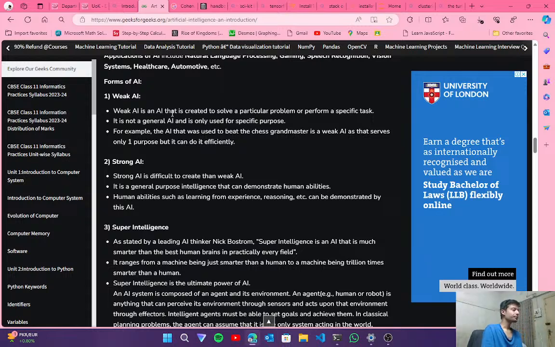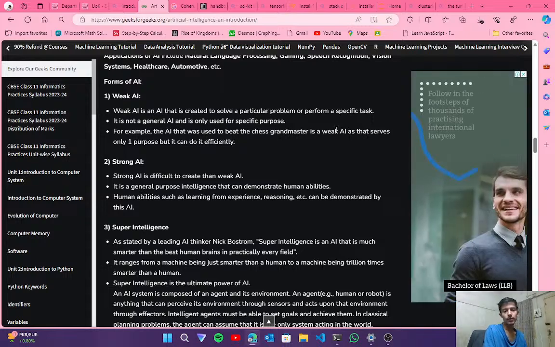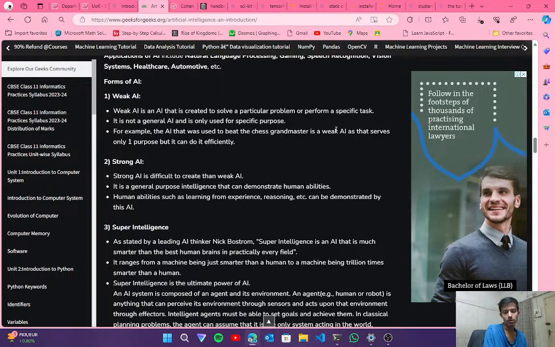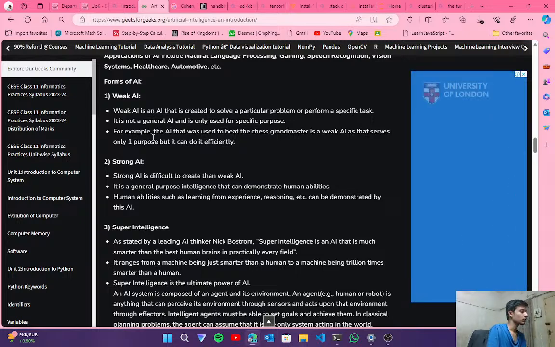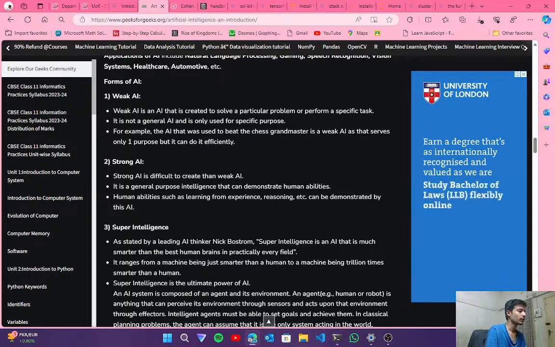We'll read about that, of course. Weak AI is an AI that is created to solve a particular problem or perform a specific task. For example, if you're making a stock exchange prediction system, it will only be limited to the stock exchange. It is not a general AI and is used only for specific purposes. For example, the AI that was used to beat the chess grandmaster is a weak AI, as it serves only one purpose, but it can do it efficiently.